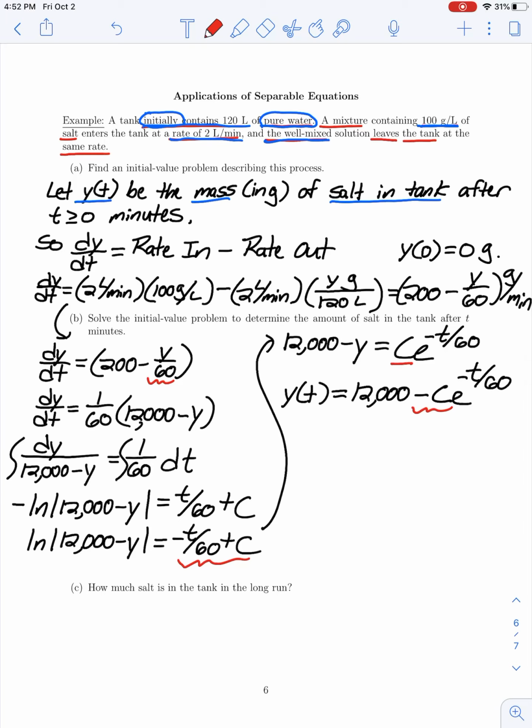So what I found here is an expression for y of t, the amount of salt in this tank at any given time, but I haven't satisfied the initial condition yet. This is just the general solution of that equation because it depends on this general constant c. Now recall the initial condition that we had from part A is that y of 0 had to be 0, since initially this tank contained pure water and no salt.